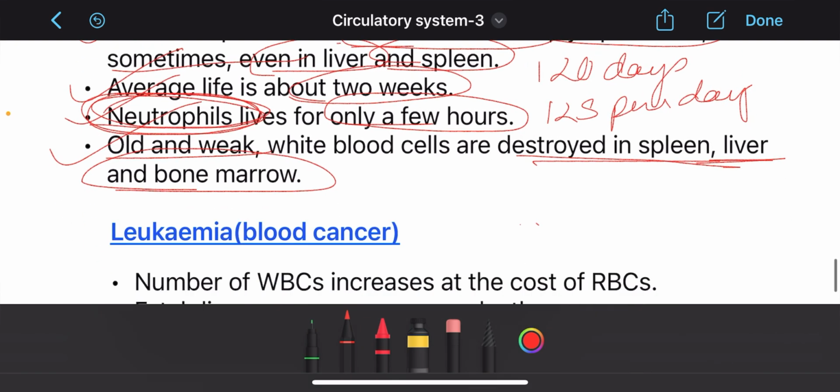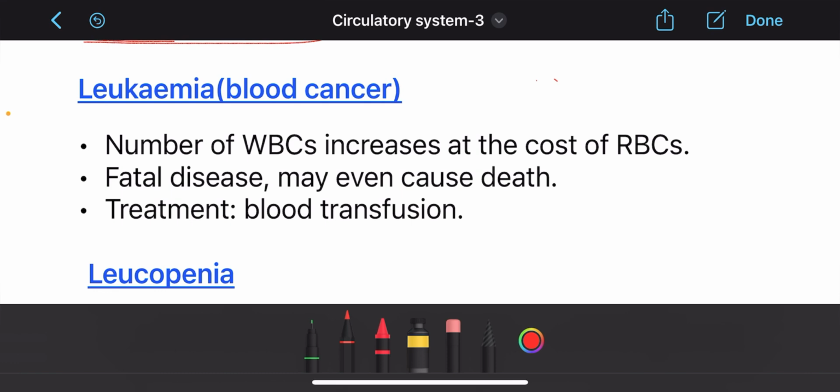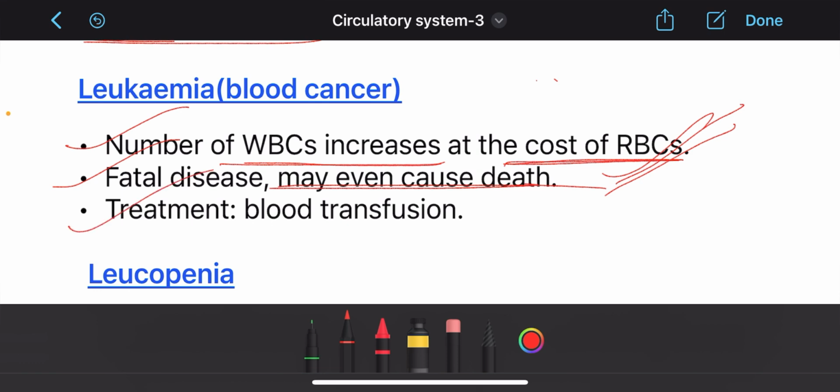Leukemia is a blood cancer. Leukemia happens due to the increased number of WBCs at the cost of RBCs. Leukemia is a cancer of tissue forming WBCs whose number increases many folds at the cost of the RBCs, and it is a fatal disease and it may even cause death. The treatment is blood transfusion, but due to the technological advances, the bone marrow transplant can also be a good option in order to cure the person suffering from leukemia.